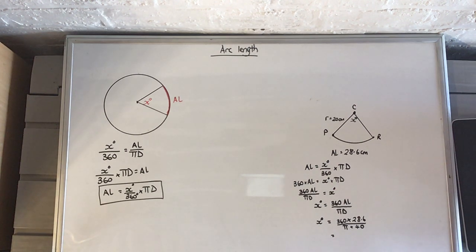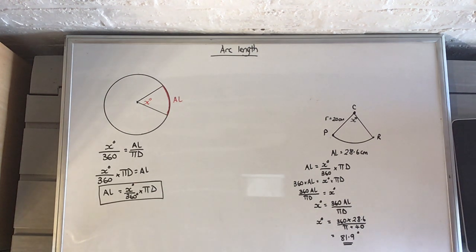360 times 28.6 divided by pi and divided by 40. Gives us an answer of approximately 81.9, and that's degrees. So you could maybe take that to 82, but 81.9. Okay, and that's a harder type question in the exam, A level.